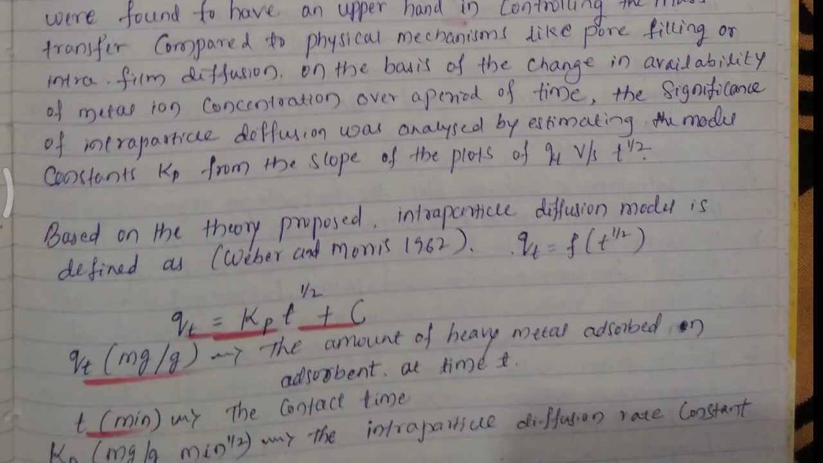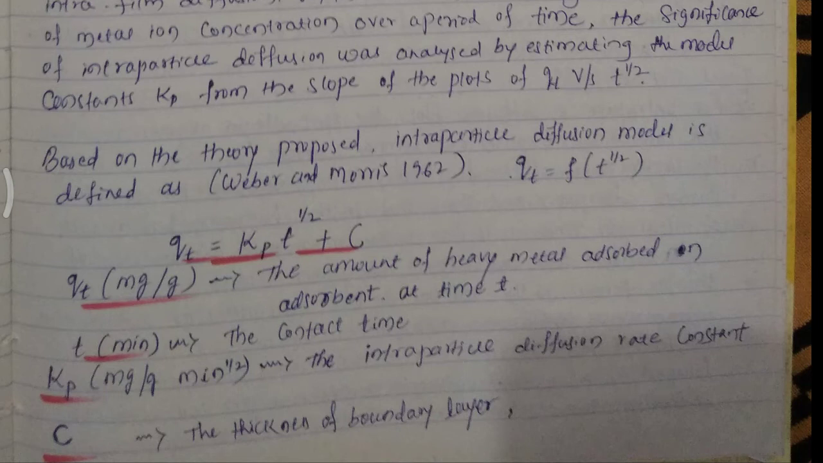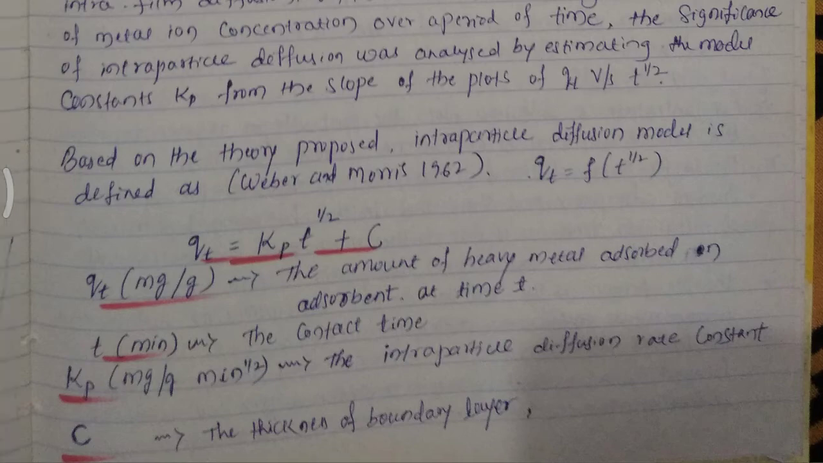Based on the theory proposed, the intraparticle diffusion model was defined by Weber and Morris in 1962. The formula is Qt equal to F into square root of t, that is, Qt equal to Kp t raised to 1/2 plus C. Here Qt, in milligram per gram, is the amount of heavy metal adsorbed on the adsorbent at time t. T, in minutes, is the contact time. Kp, the intraparticle diffusion rate constant, has the unit milligram per gram per minute raised to 1/2. C is the thickness of the boundary layer.